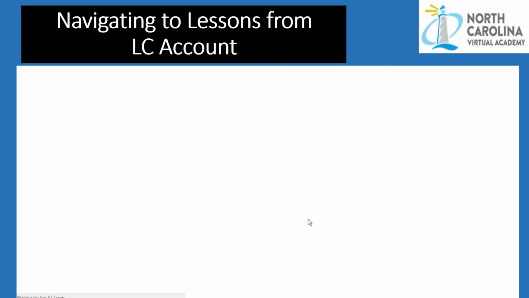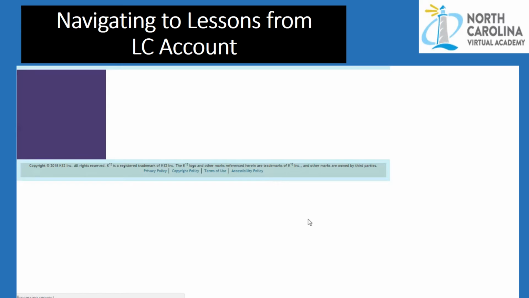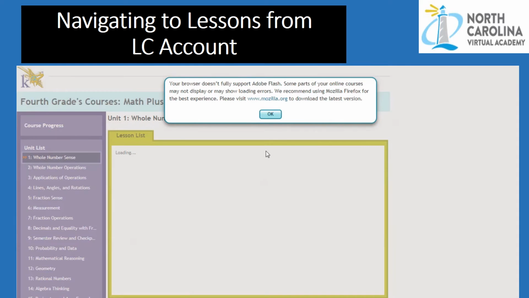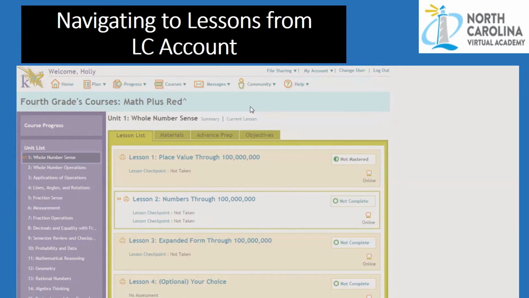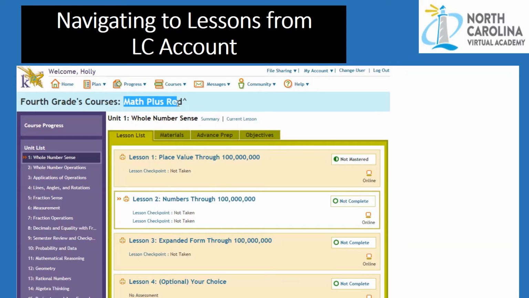This will take you to the OLS view of that course. In this example, we see that Math will be listed at the top of the screen. Notice that there's a unit list on the left side of the page and a lesson list populates in the center of the screen. We see on the left that we're looking at Unit 1 as there are red arrows that appear next to the Unit 1. To begin Lesson 1, we click on the hyperlink entitled Lesson 1 Place Value through 100 Million.